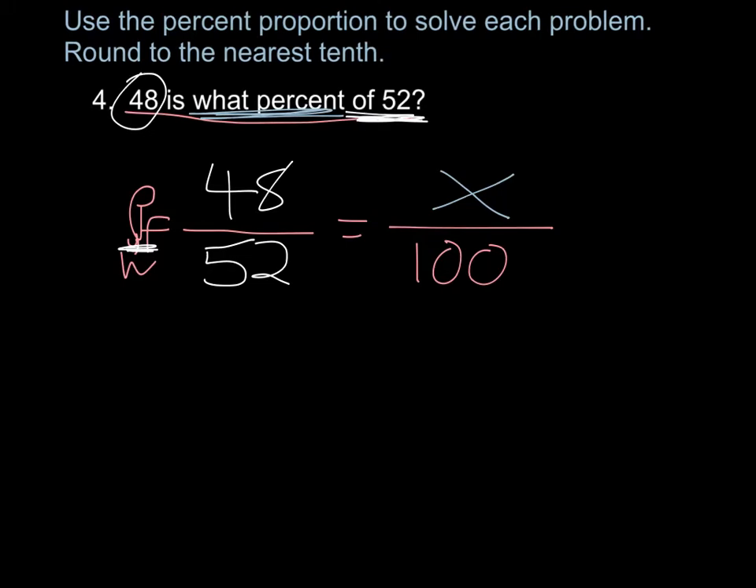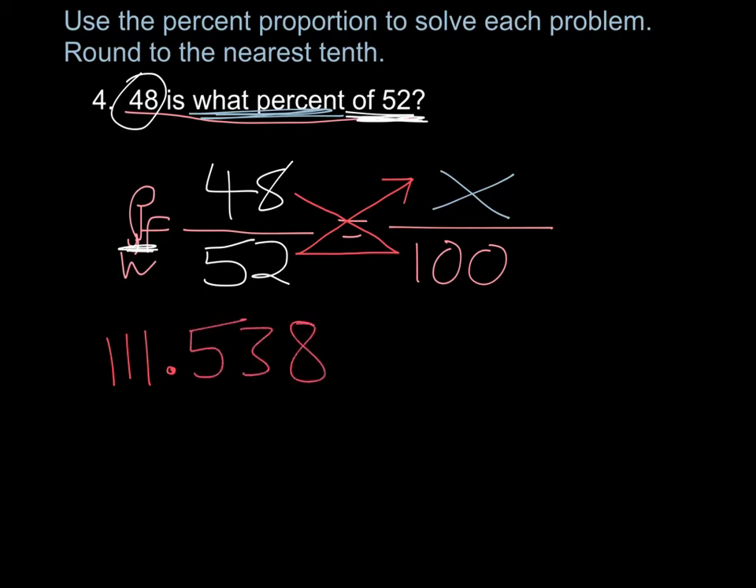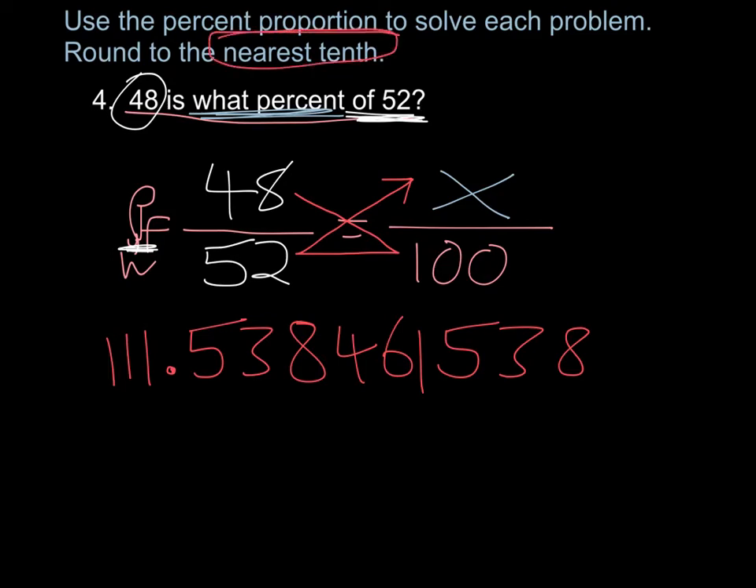If I punch 48 times 100 divided by 52 into my calculator, I get 111.538461538. But the question asks us to round to the nearest tenth. So my answer is just going to be 111.5.